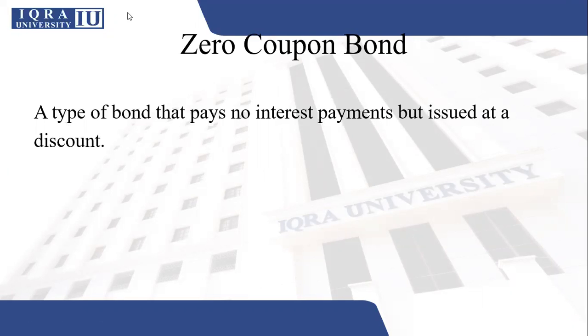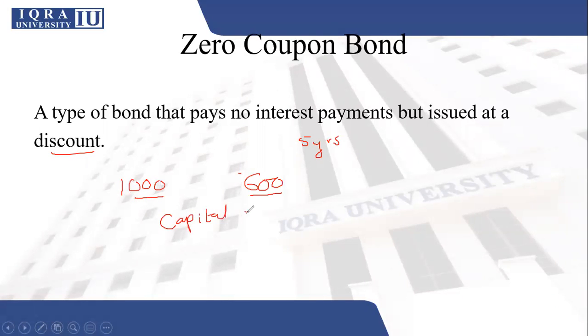So for example, if the par value is, let's say, 1000, then this bond will be trading at a discount, which means less than par value. So it might be trading at 600. So you will purchase this bond certificate for 600, and if the maturity is, let's say, 5 years later, you will get 1000 in return. So the return is coming only in the form of capital appreciation.